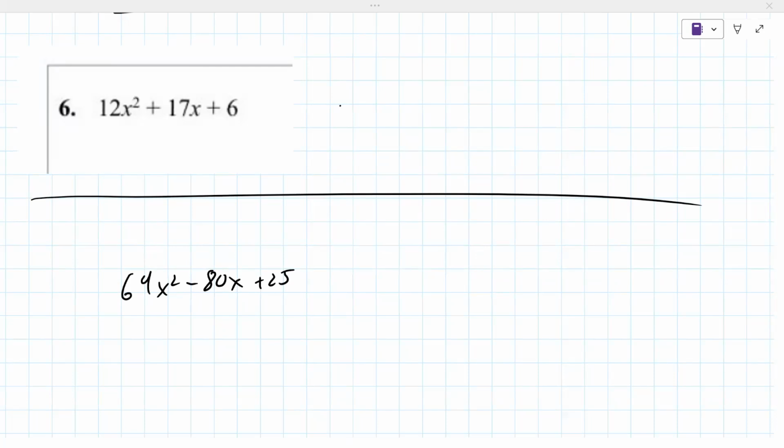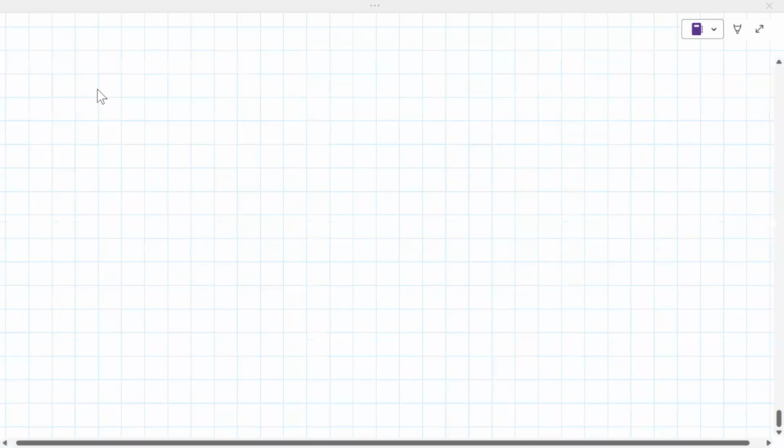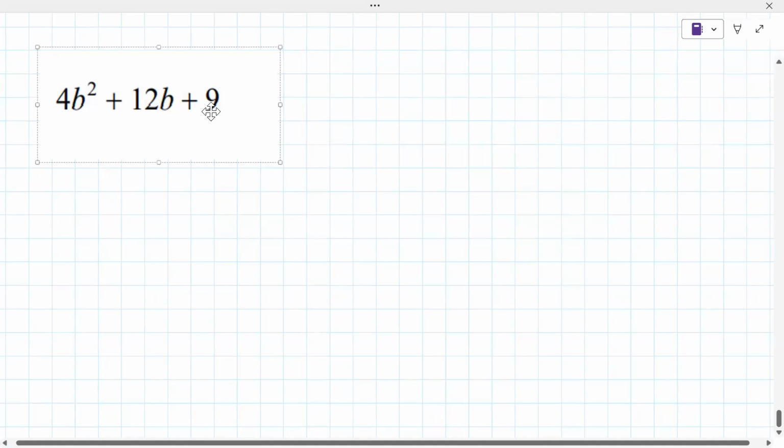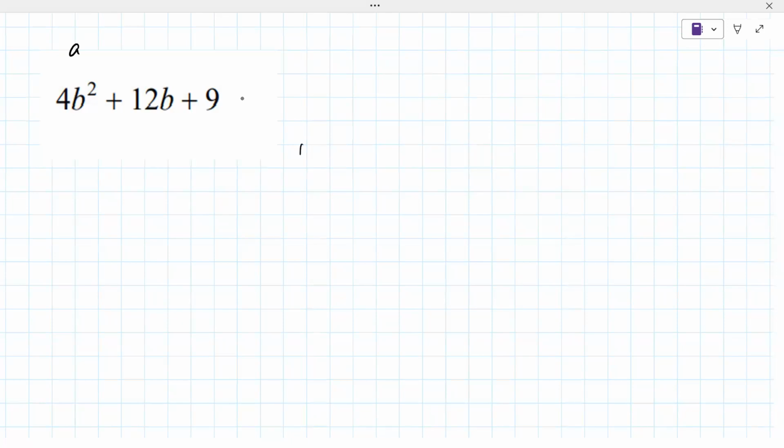All right, I'm just pulling up some problems here, and I'll be right with you once I get some good ones up. All right, so here is one for you to try. The process is you take the square root of the first, the square root of the last, multiply them together, double it. Does it equal the middle term?